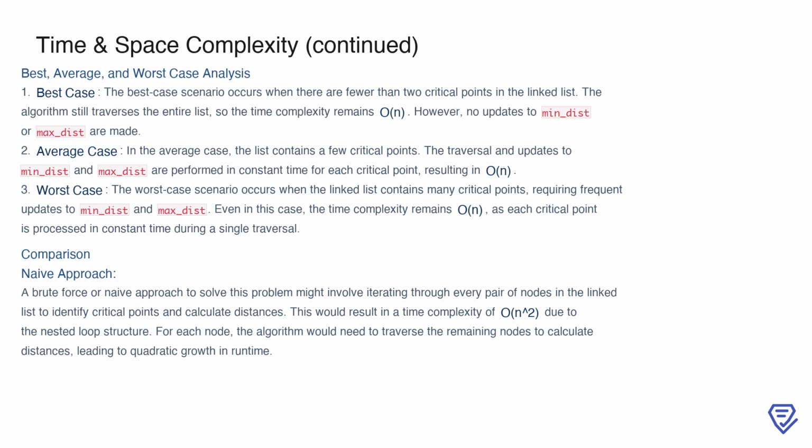In the worst case, the linked list contains a large number of critical points. Even with frequent updates to min_dist and max_dist, these updates are performed in constant time, and the overall traversal still takes O(n). To compare, a brute force approach might involve iterating through every pair of nodes in the list to identify critical points and calculate distances. This naive method would require a nested loop, leading to a time complexity of O(n²). For each node, the algorithm would traverse the remaining nodes to calculate distances, resulting in quadratic growth in runtime. The current solution avoids this inefficiency by using a single traversal.